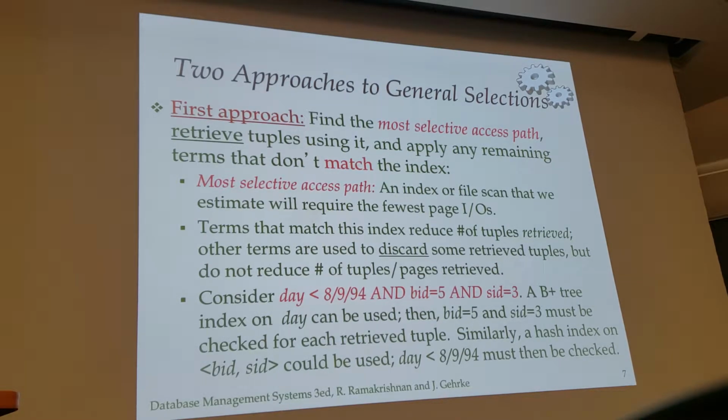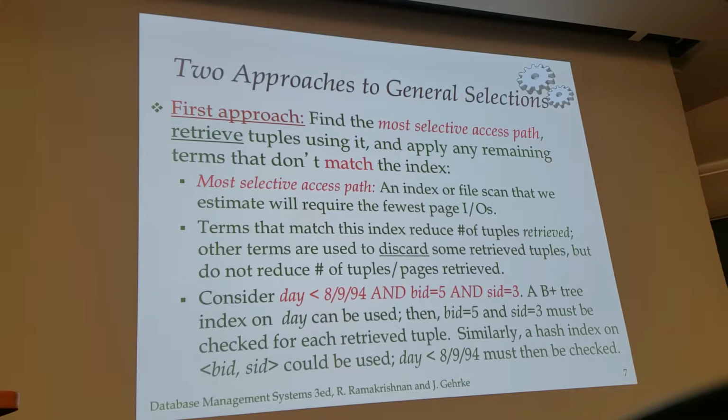So there are several different approaches. This is just a couple of them. I'll mention one or two others that you can use to try to do selections. You can find the most selective access path, find tuples using it, and then apply any other predicates that the index doesn't help you with. The index can help you with some of the predicates, but it may not help you with all of them.